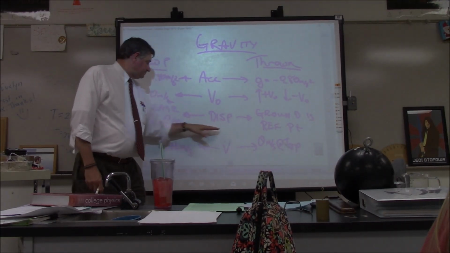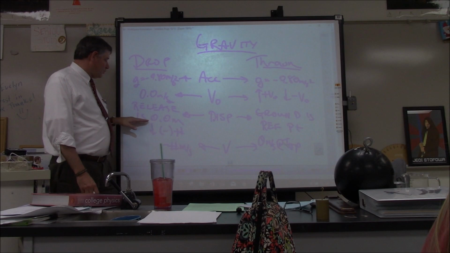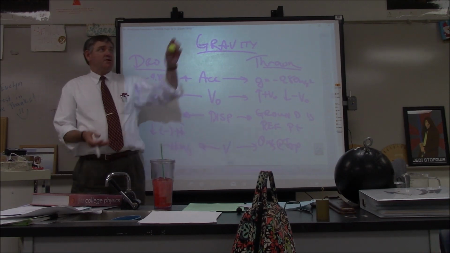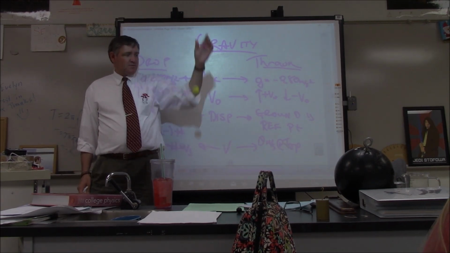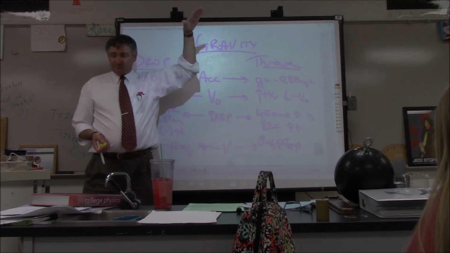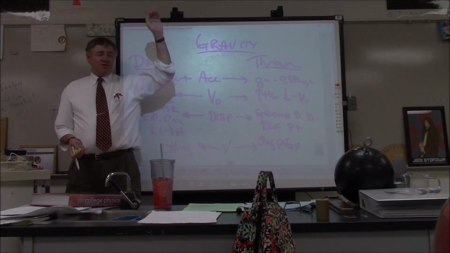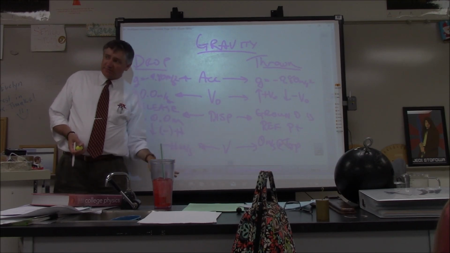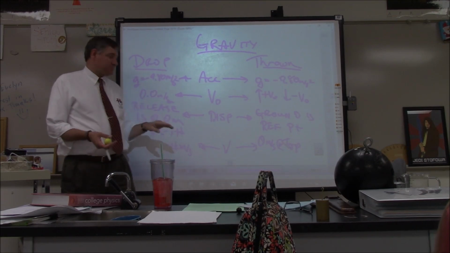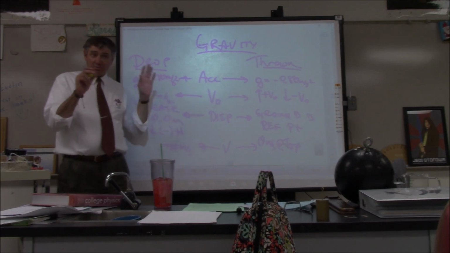The displacement. Typically, when you're going to drop something, you're going to make that point of release the reference point. We're going to make that 0. Then going down, and this is what this is referring to, your positions going down are going to be negative numbers. And you'll see why that's important later on in terms of making things work underneath the radical.